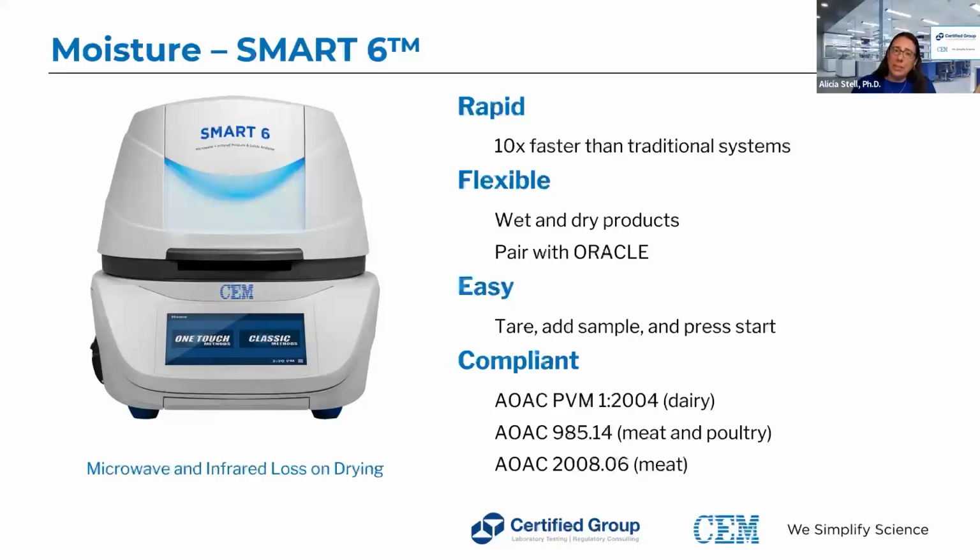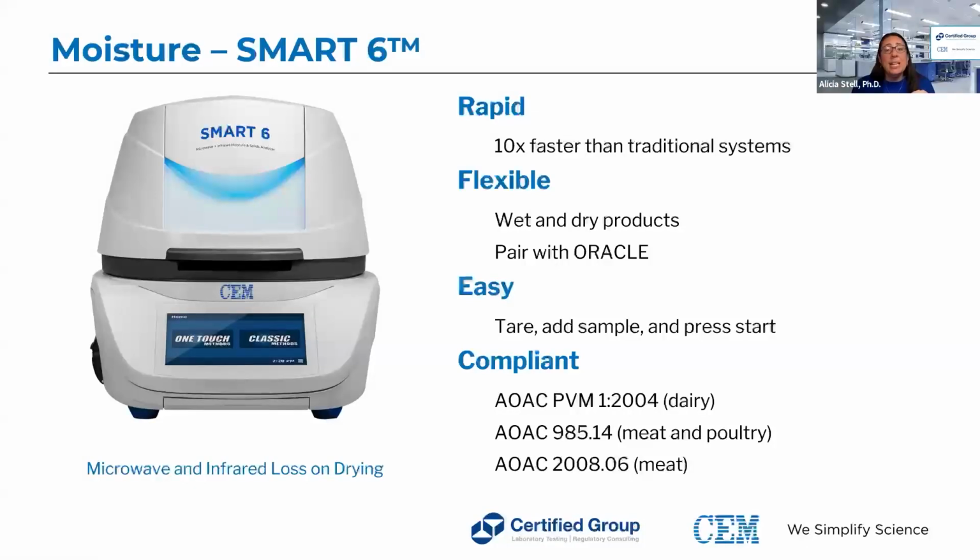Okay, so in the previous picture, we saw that oven and standard technique, we're just going to do a loss on drying to get our moisture analysis. Well, here, the CEM Smart 6 system is a microwave infrared loss on drying system. And all the benefits we talked about with the Oracle, where it was rapid, easy, and compliant, apply here as well.